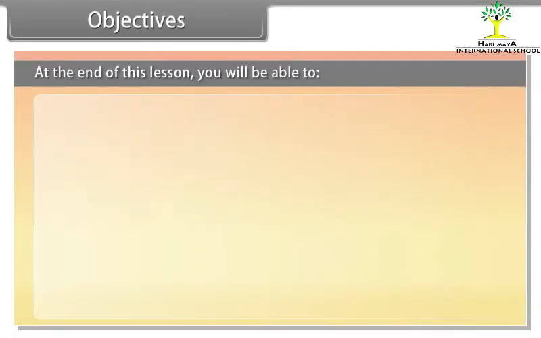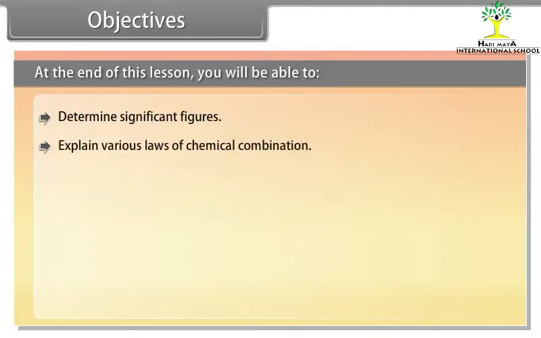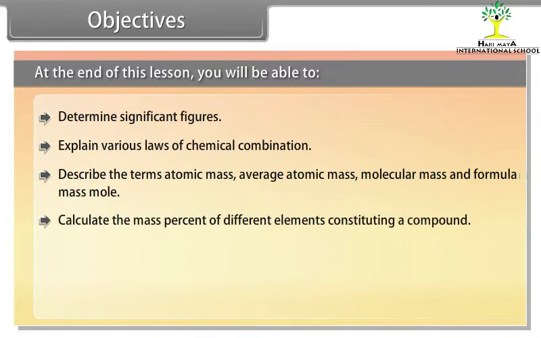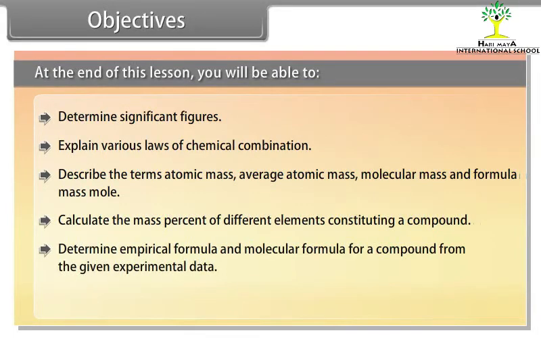Objectives. At the end of this lesson, you'll be able to determine significant figures, explain various laws of chemical combination, describe the terms atomic mass, average atomic mass, molecular mass, and formula mass, and mole. Calculate the mass percent of different elements constituting a compound. Determine empirical formula and molecular formula for a compound from the given experimental data. Perform the stoichiometric calculations.